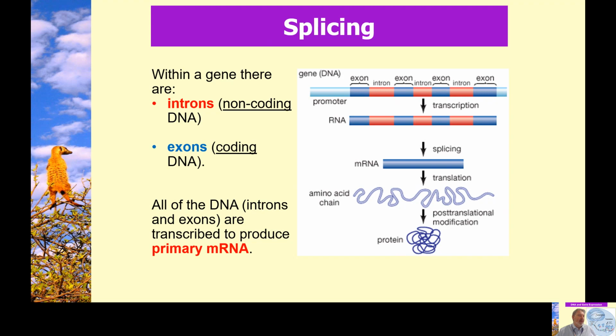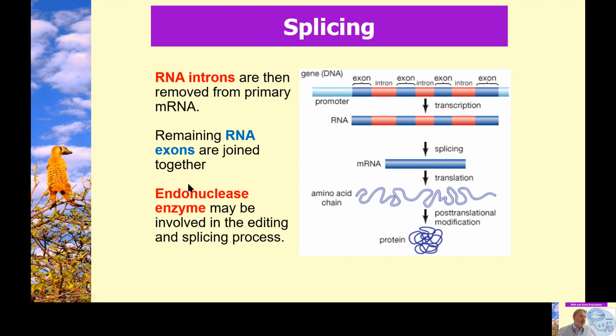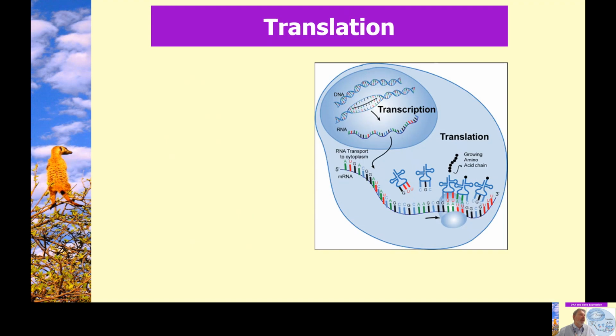So we then make our mRNA. They're removed from the primary RNA, and the remaining parts are joined together. There are endonucleases involved, which splice it, so cut it up.